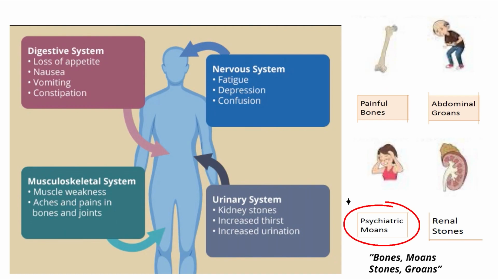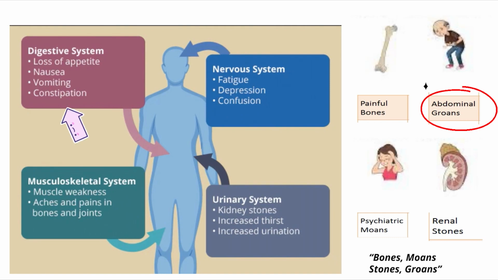Then moans, that is the psychiatric moans. Patients have symptoms like fatigue, depression, confusion. Then stones: patients generally have kidney stones, increased thirst, and increased urination. And lastly, the abdominal groans: patients generally have loss of appetite, nausea, vomiting, constipation, and abdominal pain.